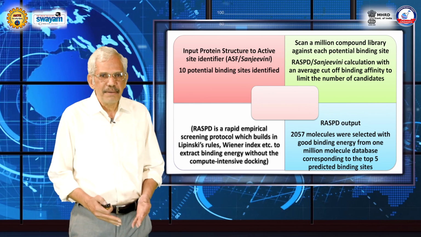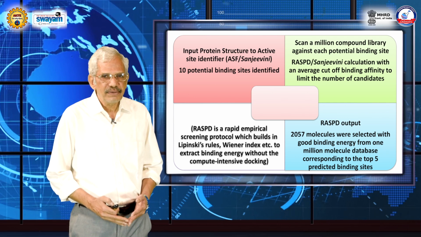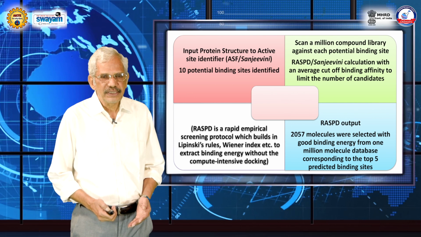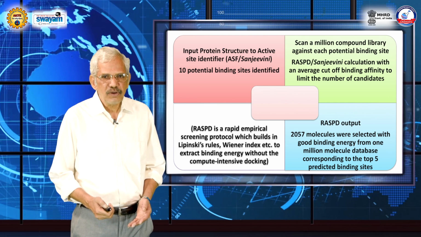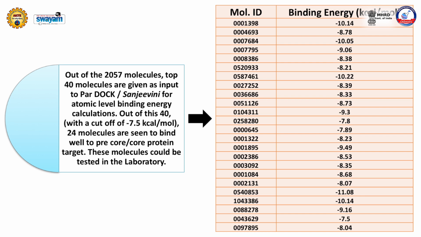So let's scan a million compound library against each of these 10 potential binding pockets. Then what do we have? Well, we have a smaller list now, about let's say 2,000 molecules which are available, and with good binding energy. Then I proceed for atomic level docking and scoring.